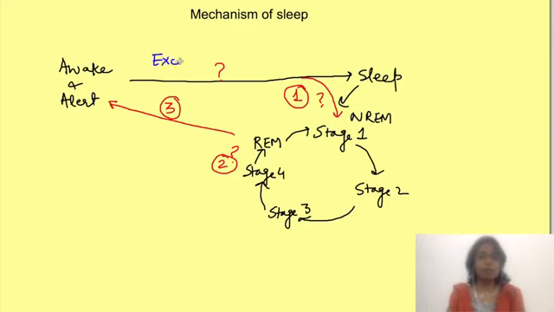For example, if the switch from awake to sleep state is excessively delayed, it's a sleep initiation disorder. Then with the induction of sleep, you should first enter NREM sleep and not REM sleep directly. If that happens, that is also a disorder. It happens in narcolepsy.